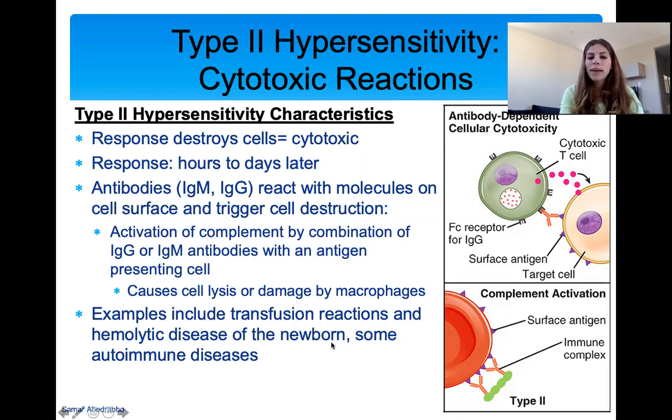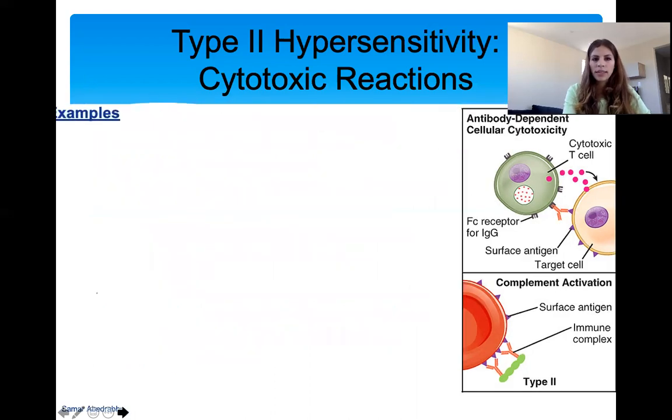And this can happen with blood transfusion reactions. I'm saying if you give someone the wrong type of blood, that's why you should give someone the appropriate blood type. This is the reason why, for example, if someone's type A blood, you don't give them type B blood, because this is what their body will do. And then hemolytic disease of the newborn, we're going to talk about that. That falls into type 2 hypersensitivity, as well as autoimmune diseases.